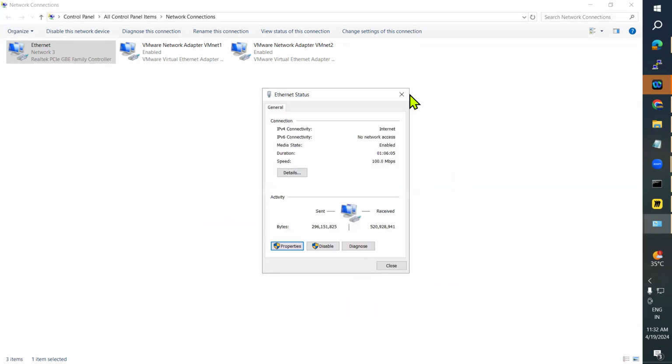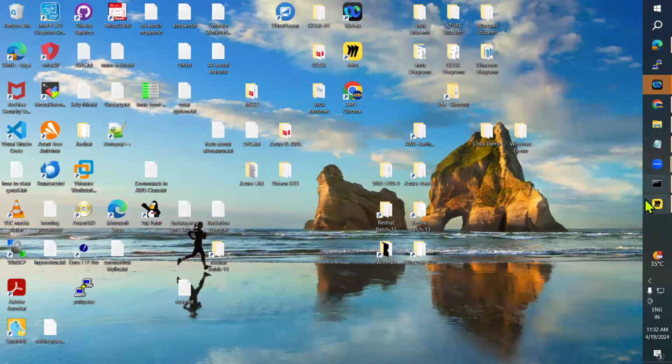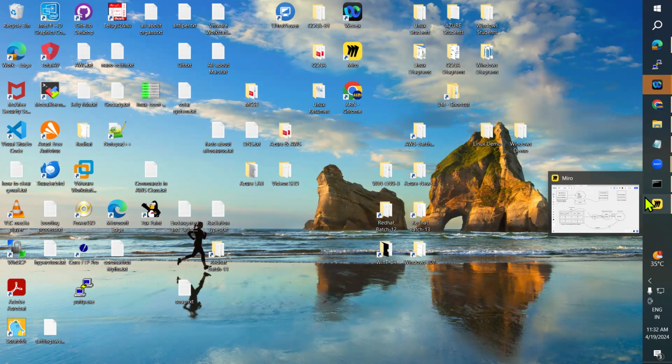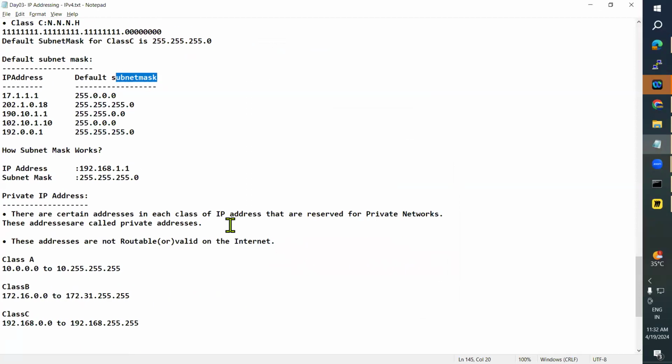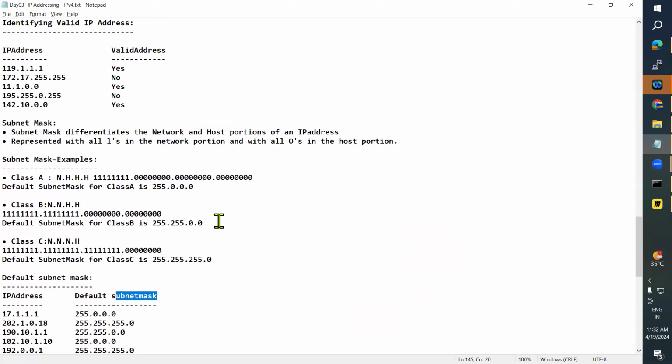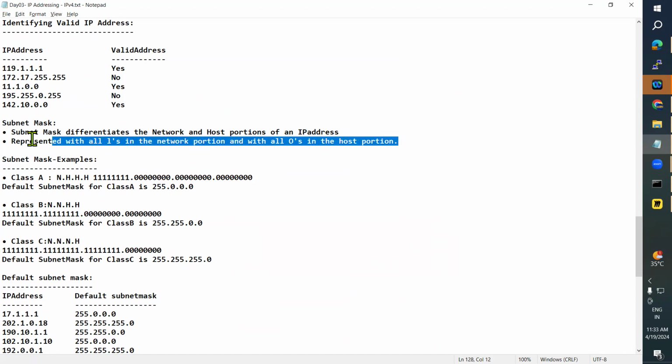So the subnet mask is like a pin code. Every address has a pin code, and likewise, the IP address should have a subnet mask. The subnet mask is used to identify the network, which network the system is using. The subnet mask differentiates the network and host portions of an IP address, represented with all ones in the network portion and all zeros in the host portion. This is the subnet mask.